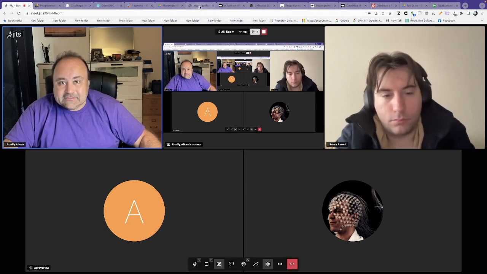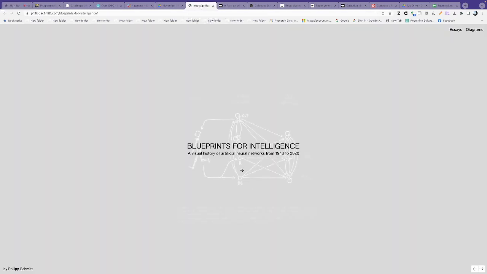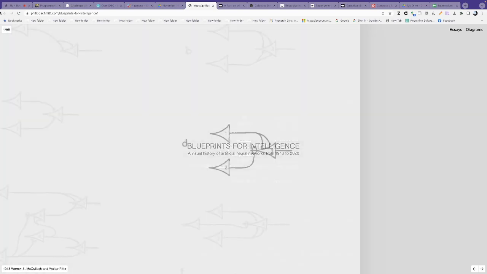The first thing I was showing is this Blueprints for Intelligence. This is something I found. This is the Philip Schmidt blog. I think it may have been put in the Slack, or I may have found it somewhere. Yeah, I saw that. This is really cool. I don't know if this is from a book or something else, but these are diagrams of different types of artificial intelligence from 1943 to the present. I don't know if this will load.